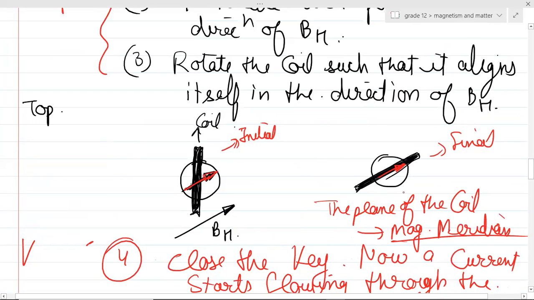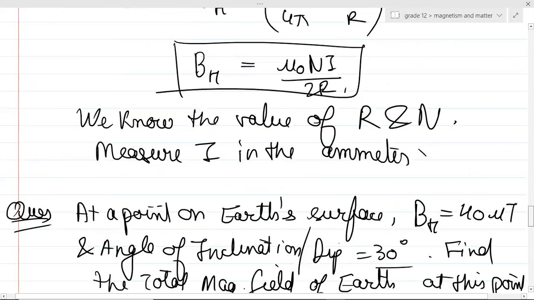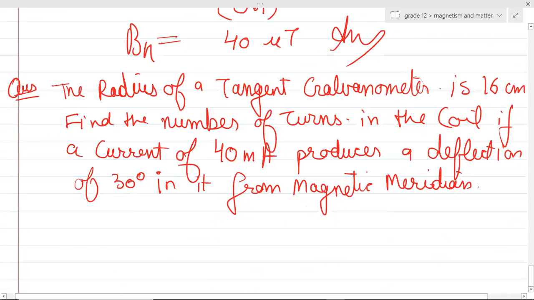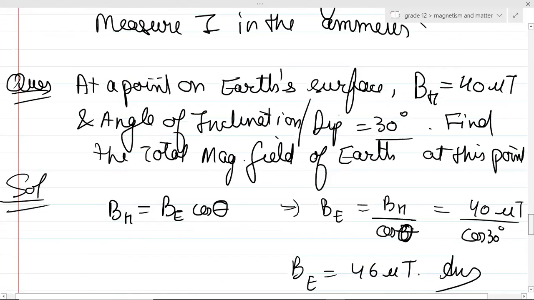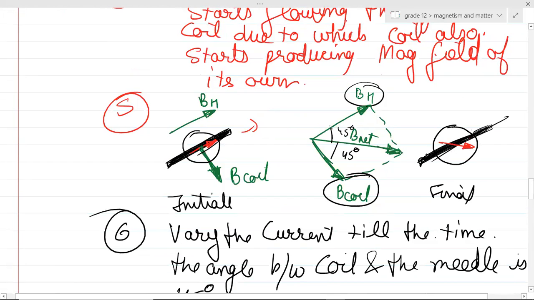So by rotating the coil, we are aligning the coil in the direction of the magnetic meridian. So basically, this 30 degree is not the angle by which you are rotating. This 30 degree is basically this angle. Can you see here the angle was 45 degree, 45 degree, right?